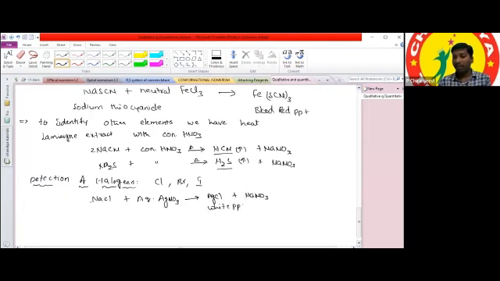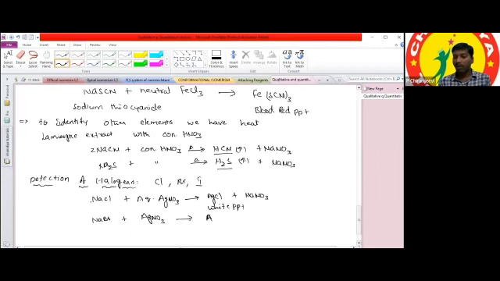So that it forms a white precipitate. And another one: if the sodium extract contains NaBr, and it is treated with an aqueous solution of silver nitrate, it gives a pale yellow color. Which color do you get here?